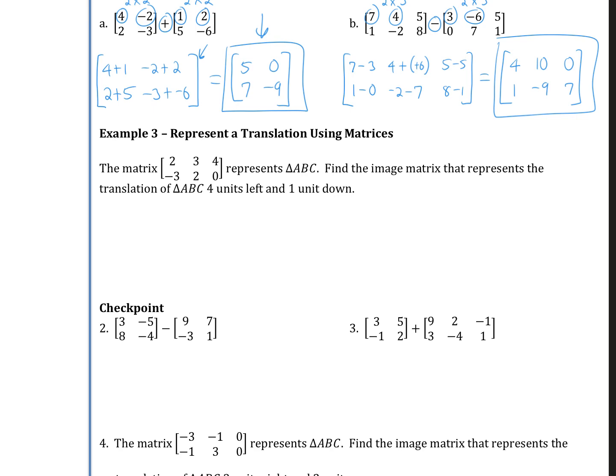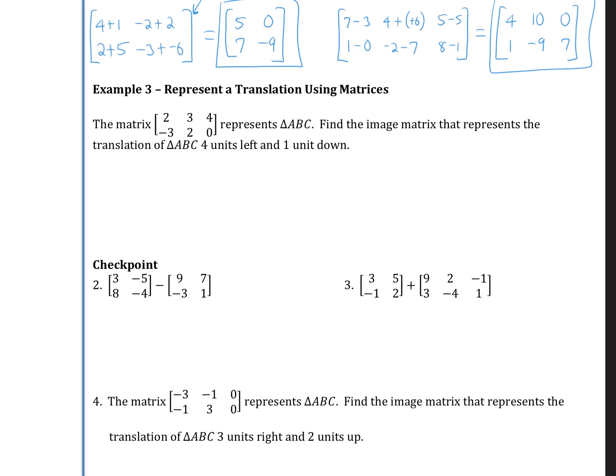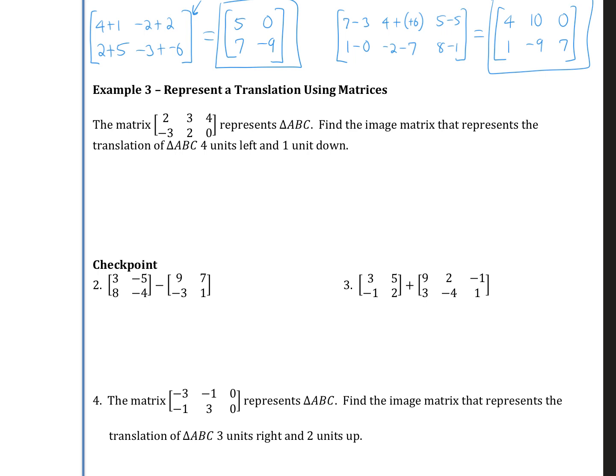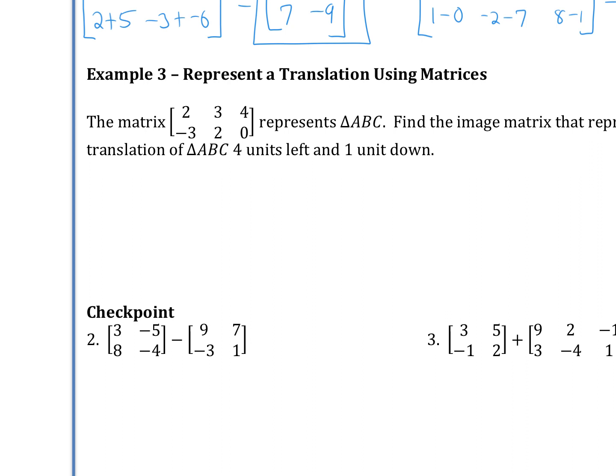Let's talk about using a translation now with matrices, okay? So we have this matrix here, which represents a triangle. We're trying to find the image matrix that represents a translation of 4 units left and 1 unit down, okay? Well, 4 units left, is that X or Y? That's X, right? And what are we going to do to the X?